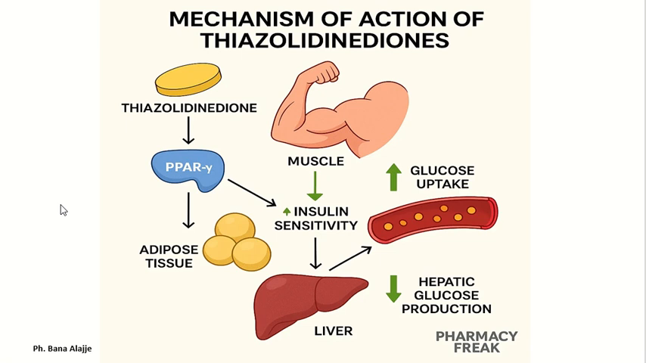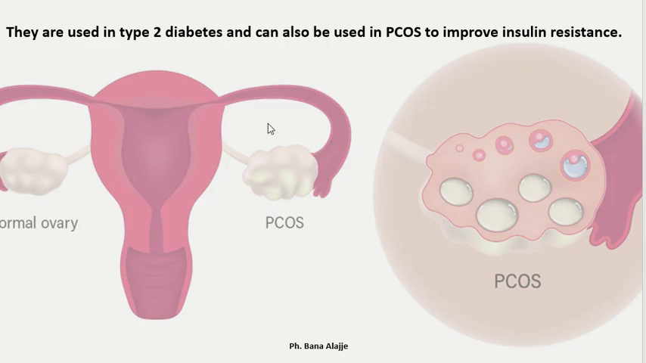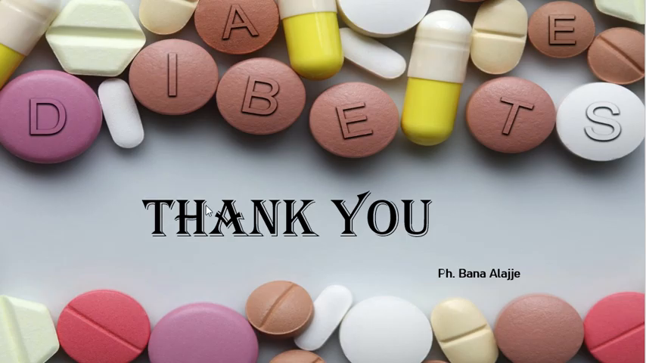Unlike sulfonylureas, thiazolidinediones do not stimulate insulin release, so the risk of hypoglycemia is lower when they are used alone. The most important side effects are weight gain and fluid retention, which may lead to heart failure. They can also cause bone loss and liver toxicity. And also, in addition to using it in type 2 diabetes, they can also be used in PCOS to improve insulin resistance.